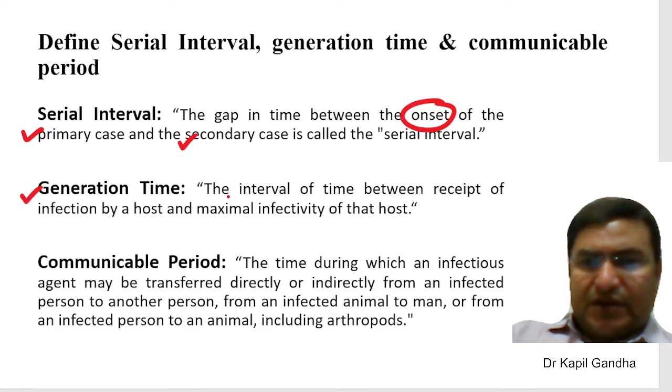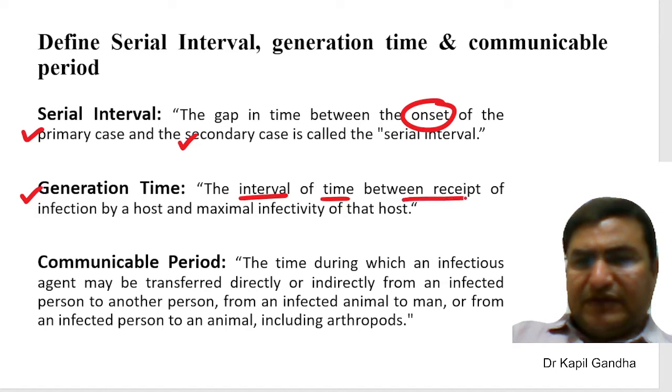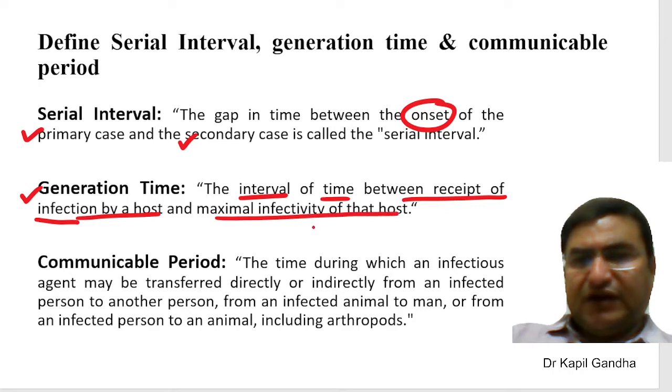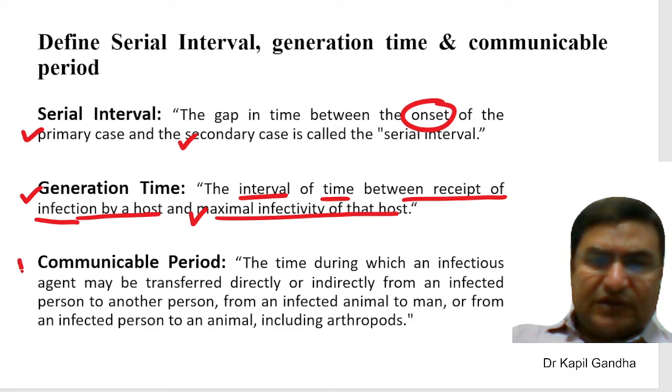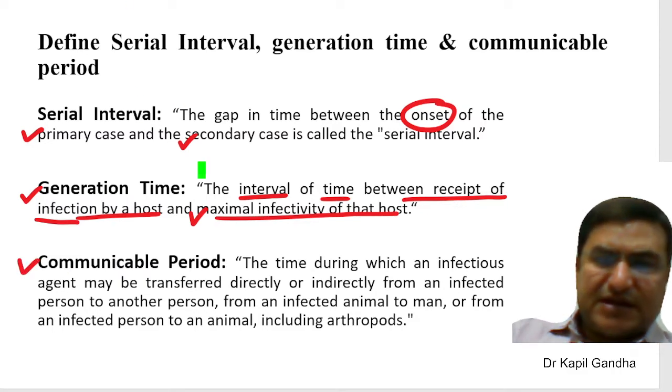Generation time is the interval of time between the receipt of infection by a host and maximal infectivity of the host. So mere presence of the organism inside the host doesn't suggest that the person is maximally infectious. This generation time denotes the interval between the receipt of infection and the maximal infectivity of the host. The third important definition is communicable period.